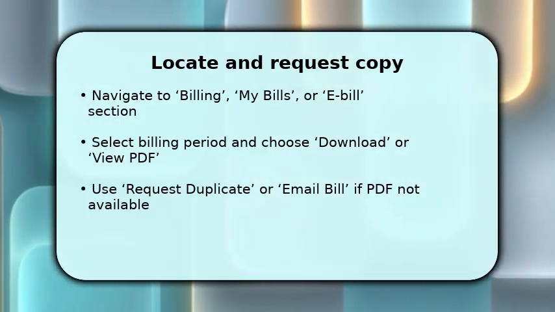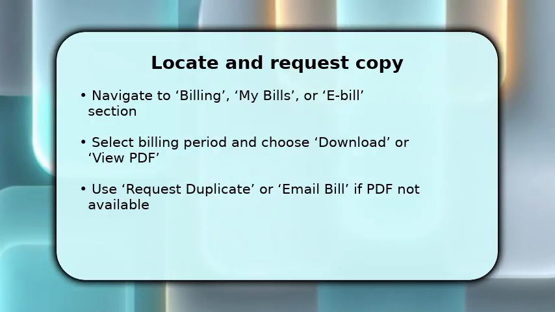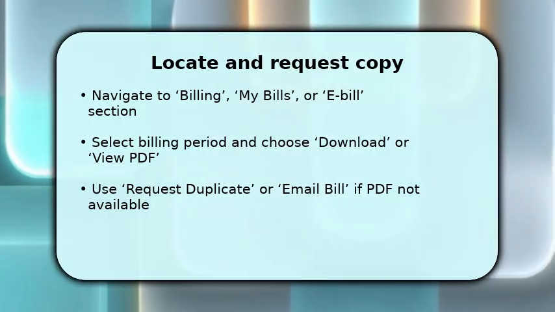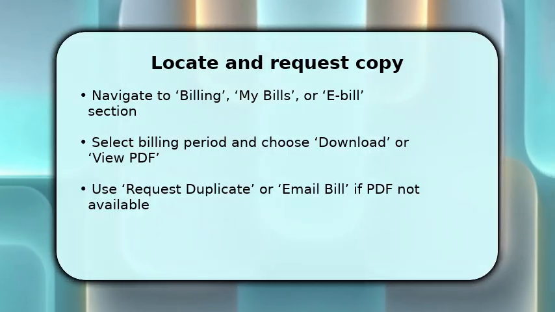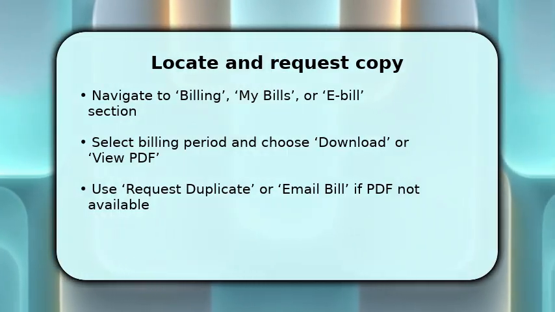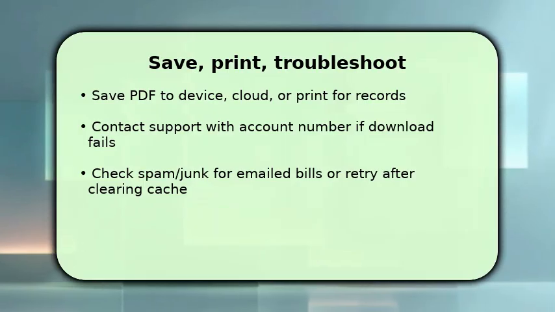If there's a duplicate bill or email option, request it to have the statement sent to your registered address. Make sure the PDF opens correctly before closing the app so you don't repeat steps. You finish by saving the downloaded PDF to your device or cloud storage, and if needed, print a copy for records.